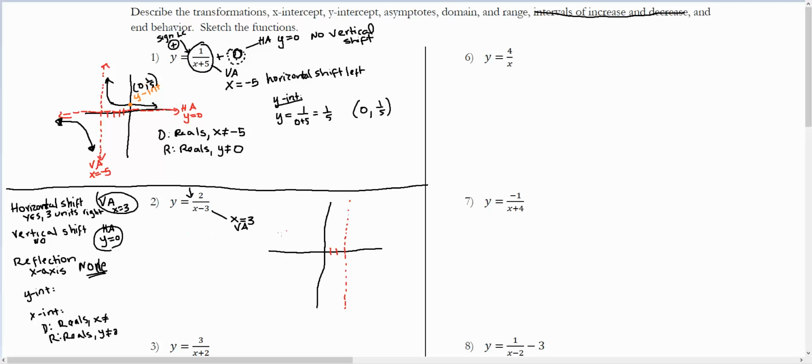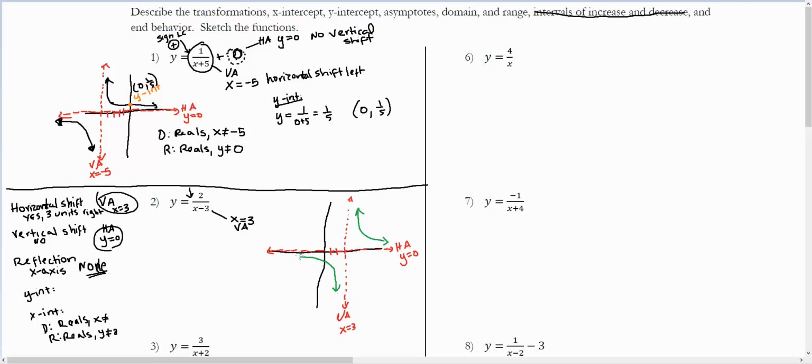Our horizontal asymptote is at y equals 0. I'm going to label them right now. So VA, x equals 3. HA, y equals 0. Now I'm going to sketch the curve. And remember, we said that there is no reflection because it's a positive sign. So it's going to go in the top right, and the other one's going to go here in the bottom right.